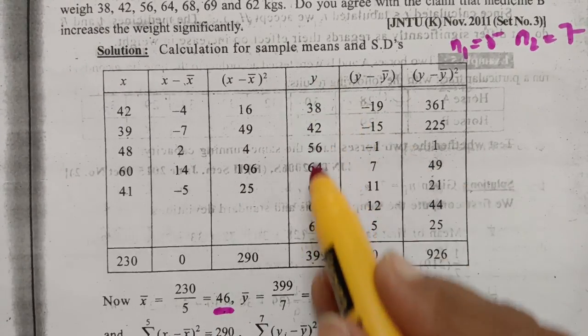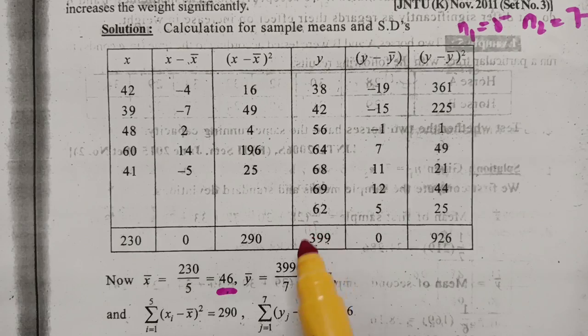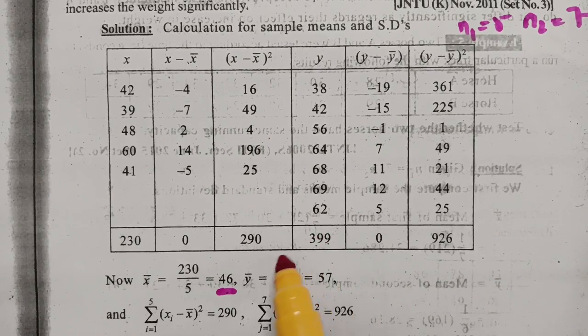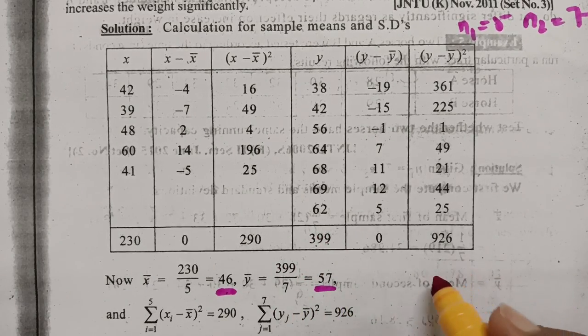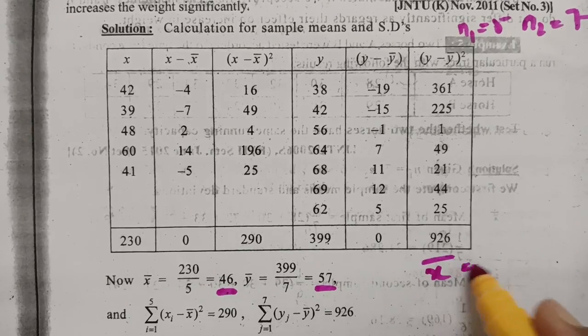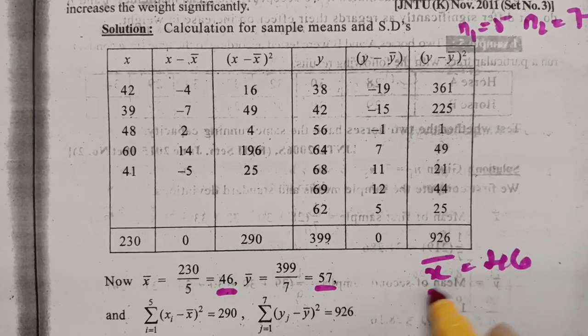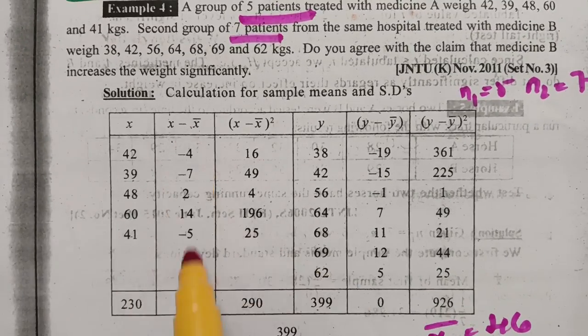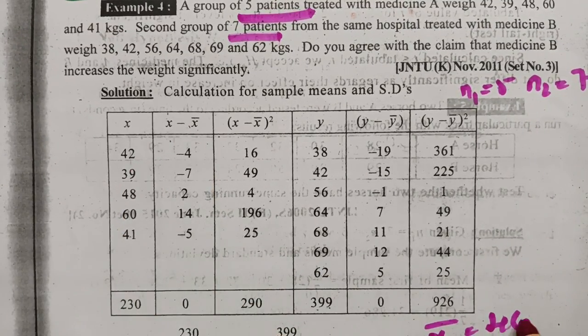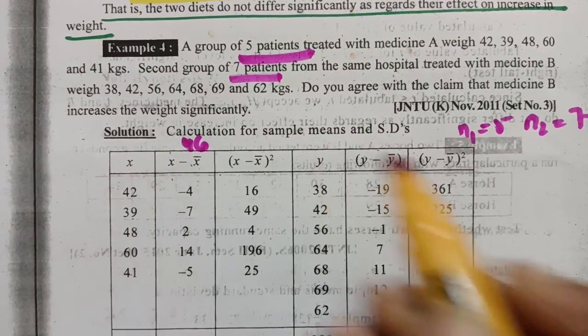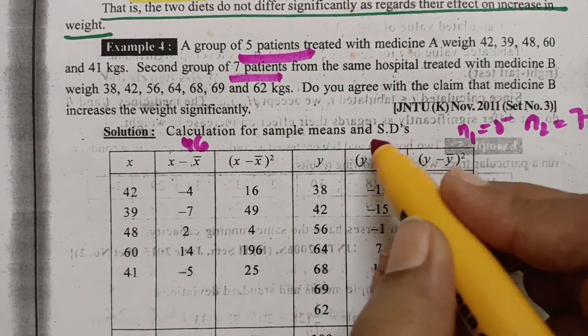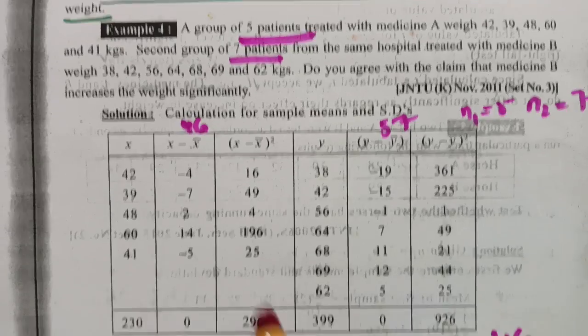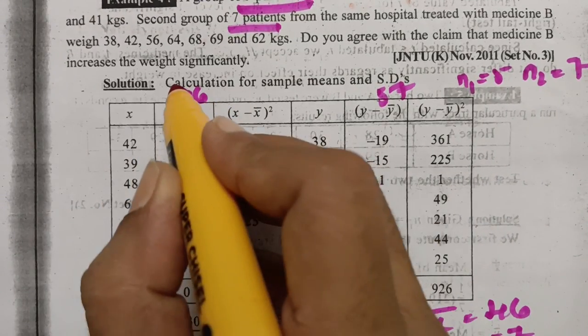For y bar, we have to make an addition, that is 399. So 399 by 7, the value here is 57. So x bar is equal to 46 and y bar is equal to 57. So x minus x bar: we have to subtract 46 from each and every value, and here we have to subtract each and every value from 57. So this is 42 minus 46.